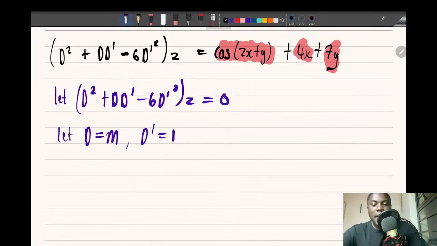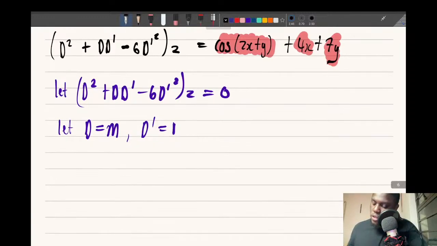You are trying to find your complementary function. Once you have found your complementary function, you can go ahead and find your particular integral. How nice and easy is this? So we're going to say, here where there is d, we are now putting m. We would have m squared plus, with d and d prime, it will be m by 1 minus 6 by 1 squared. We don't have to put our z. This is equal to 0. This is now the auxiliary equation which we have to solve.